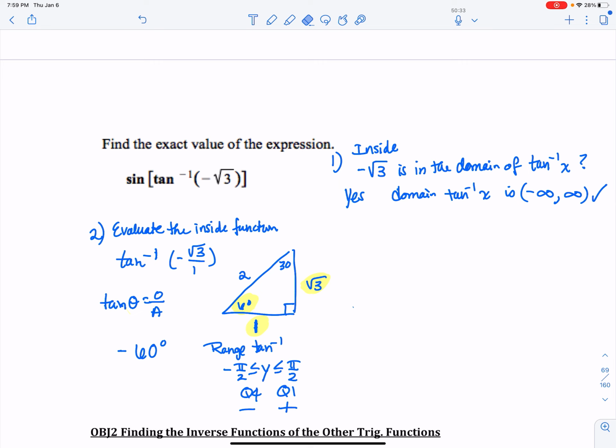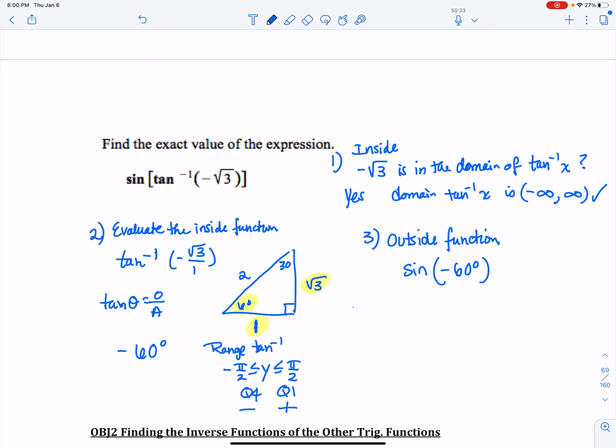So now I have the inside function evaluated as negative 60 degrees. So my last step is to work my way to the outside function. The outside function in this case is sine, so I'm actually taking sine of negative 60 degrees. If you remember, I can have negative values with all the inverse functions, but I can't have negative values inside parentheses with regular sine, cosine, tangent, etc.